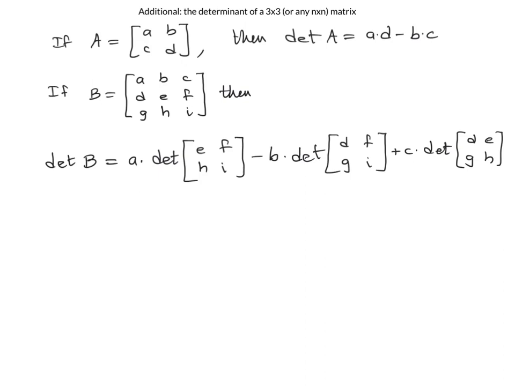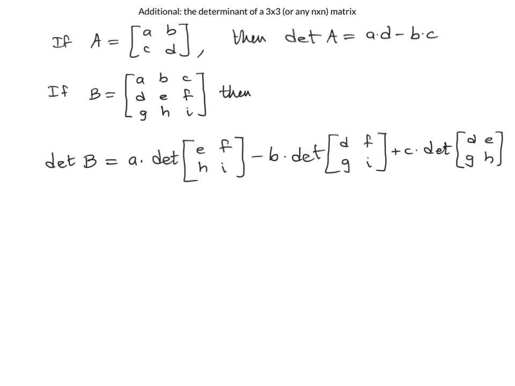Now, we're not done yet because now we have to calculate this determinant, and this determinant, and this determinant. Well, that's not bad because we know how to do that. It's just a 2 by 2. It's just EI minus FH. DI minus FG, DH minus EG. So this is relatively straightforward. These are smaller determinants that we already know how to do.